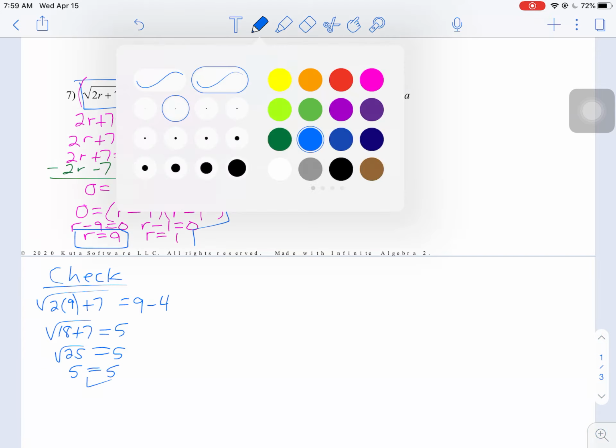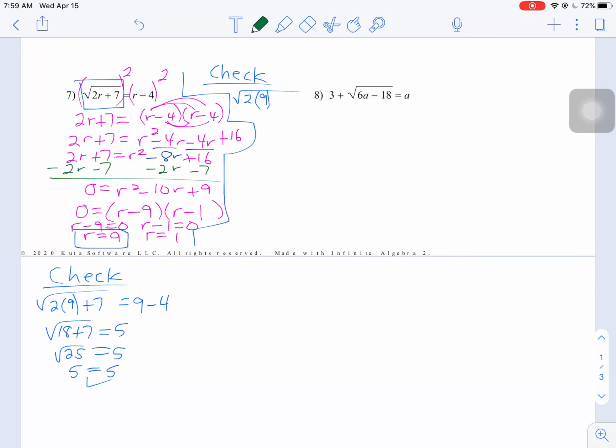Now let's check the other solution, the r equals 1. So square root of 2 times 1 plus 7 equals 1 minus 4. So 2 times 1 is 2. 1 minus 4 is negative 3. 2 plus 7 is 9. Square root of 9 is 3. 3 does not equal negative 3. So we have to cross out r equals 1, it is not an answer. It's an extraneous solution.